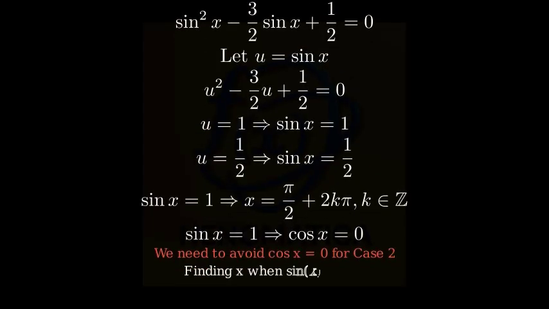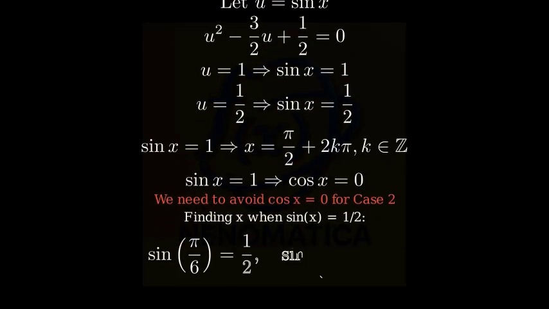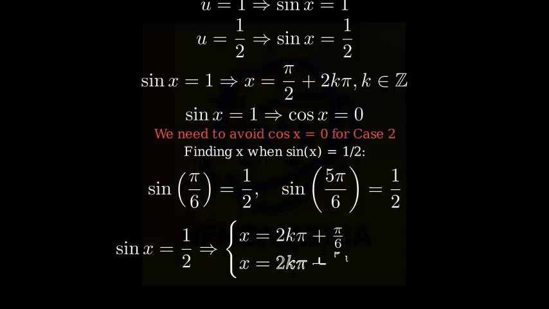Now, let's find the values of x when sine x equals 1/2. We know sine of pi over 6 equals 1/2, and sine of 5 pi over 6 also equals 1/2 because of the symmetry of the sine function. Therefore, x equals pi over 6 plus 2k pi, or x equals 5 pi over 6 plus 2k pi, where k is any integer.